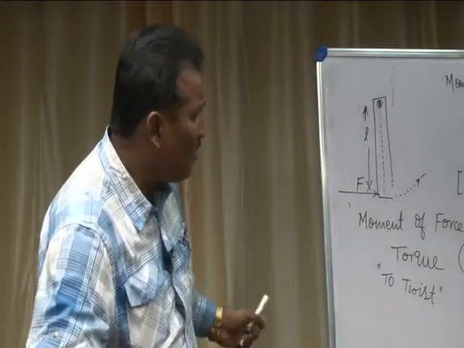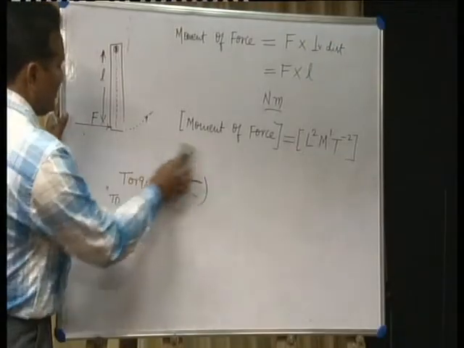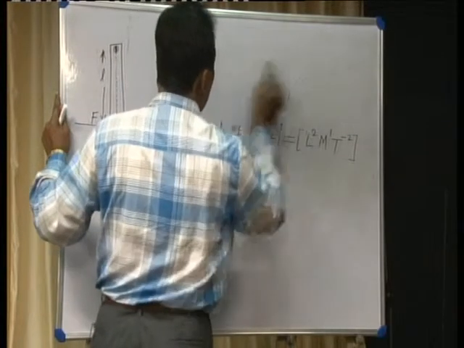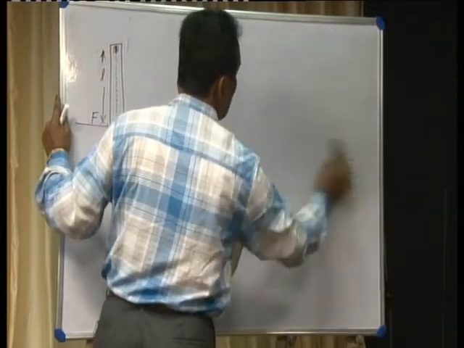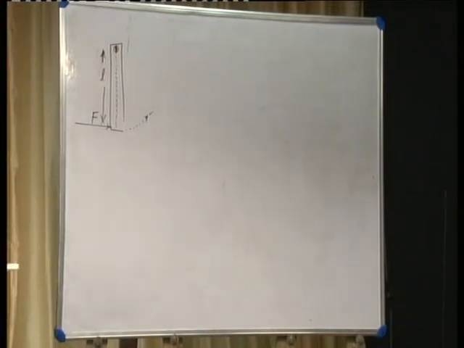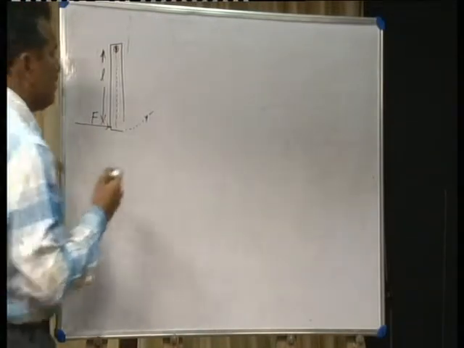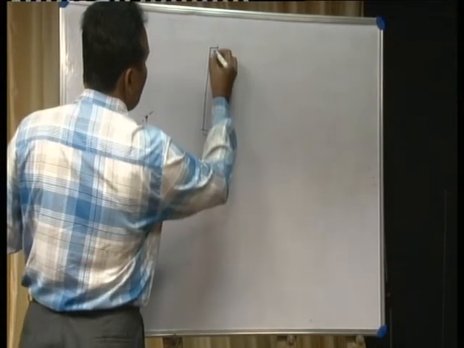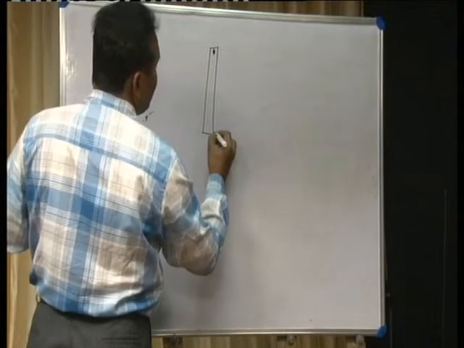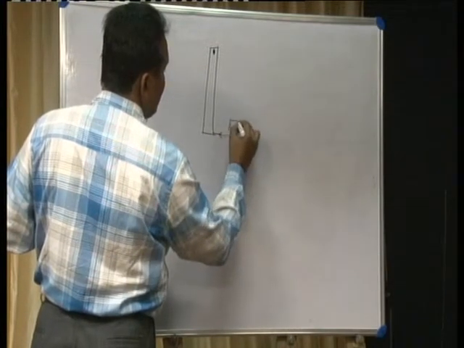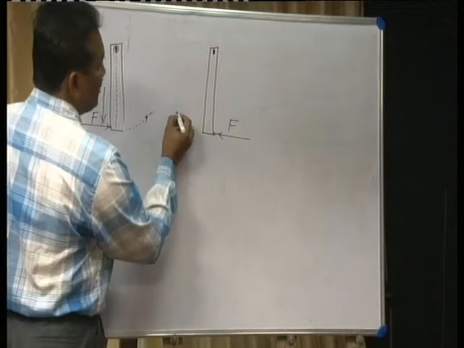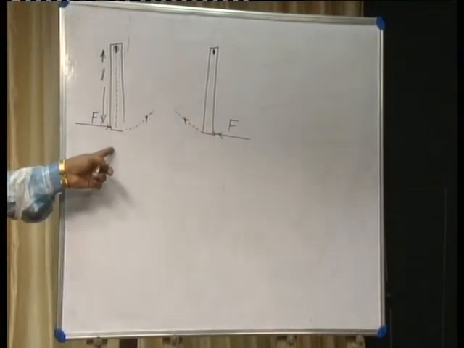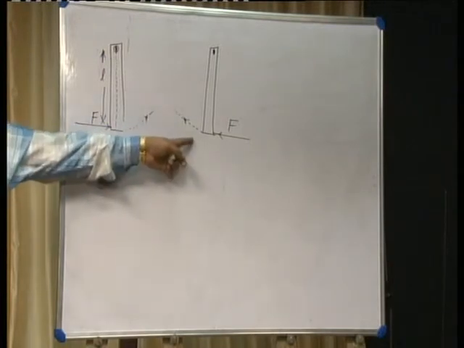So we say the rotating effect of force is called a moment of force. But we know that rotation is of two types. The body may rotate in this way. Instead, suppose you apply the force on the same body which is fixed at one end, in this way, then the body rotates in this fashion. This is anti-clockwise rotation, and this is clockwise rotation.